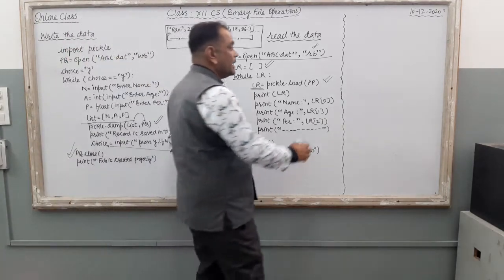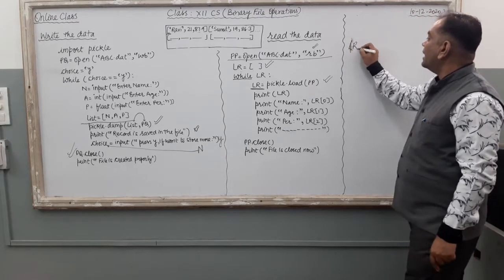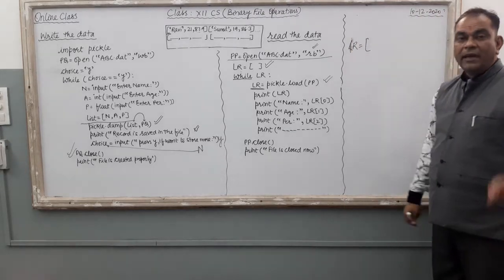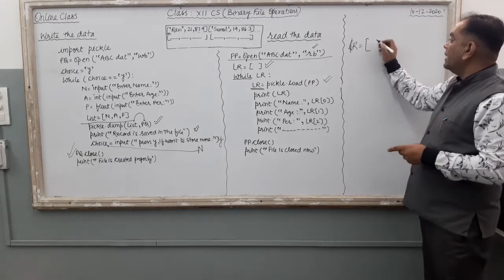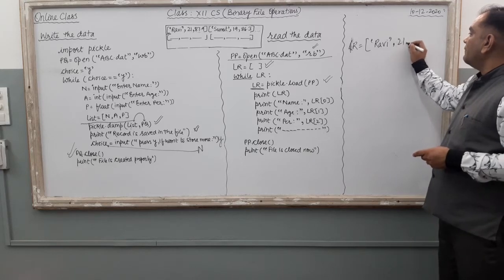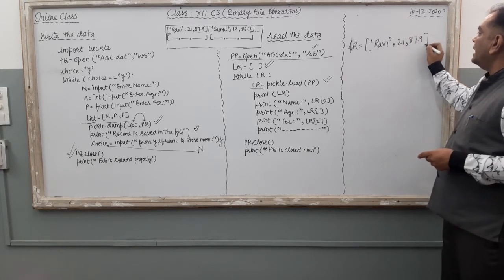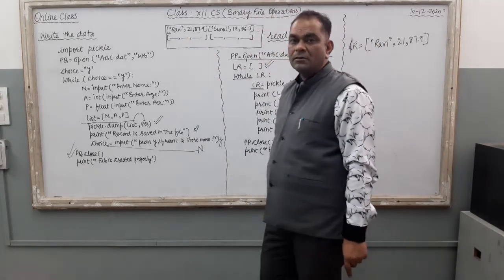Now this object will be loaded into the LR variable. So what does this LR variable become? It is a list variable. It looks like this one. LR equal to, what data has come into it? The very first object of the file is loaded into the LR variable. So here in LR, Ravi, 21, 87.9 is there. It is loaded in the LR variable because it is there in the first record, first object.